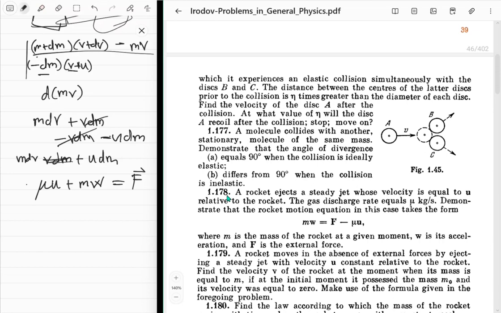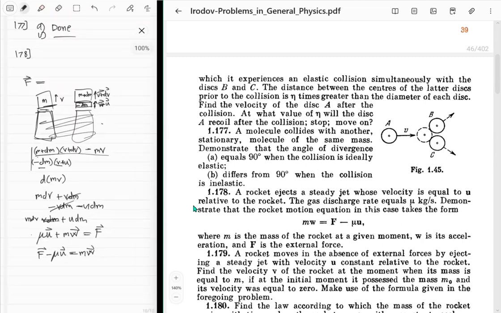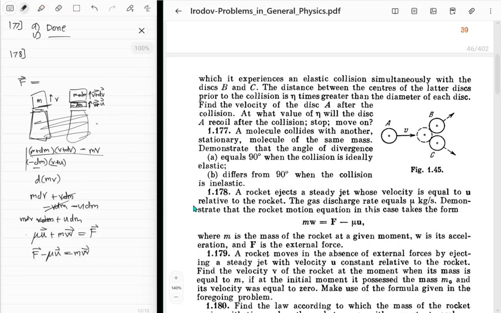So this is the equation, all in vector notation: F vector minus mu u vector is equal to m w vector. Wow. Hey, that's rocket physics. I know that sounds very arrogant, but seriously, that is physics for a rocket. What else could we call it? Anyway, this is the equation that we got. So yeah, nice, done.